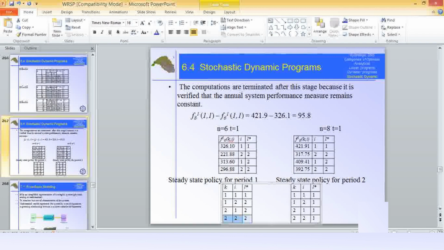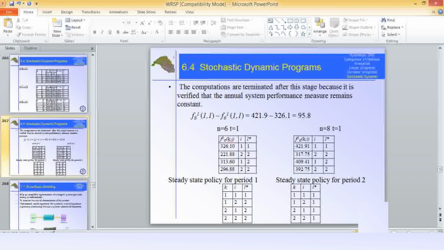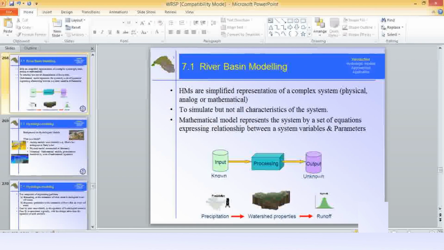But for period 2, irrespective of the inflow state and the storage state, we have to maintain in the next period a storage state of just one, it means. So this is how we can do the reservoir operation using the stochastic dynamic programming. Now we have just completed the section on stochastic dynamic programming. Then we talk about river basin modeling.